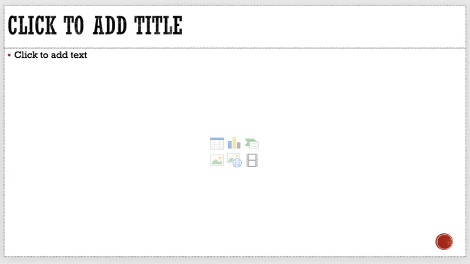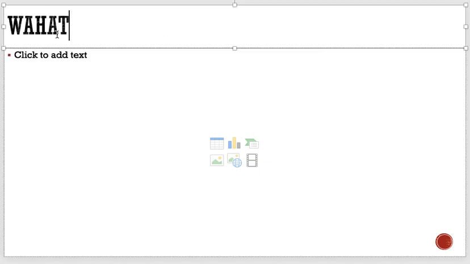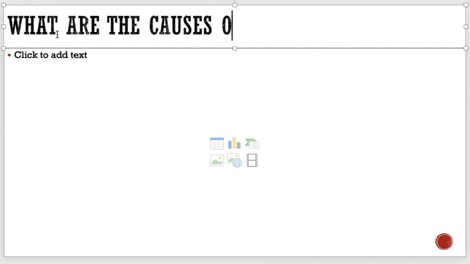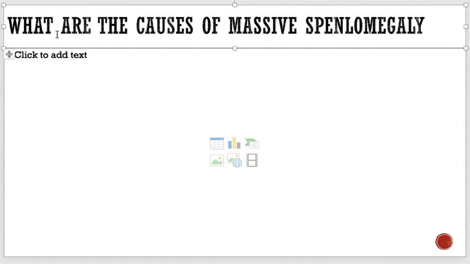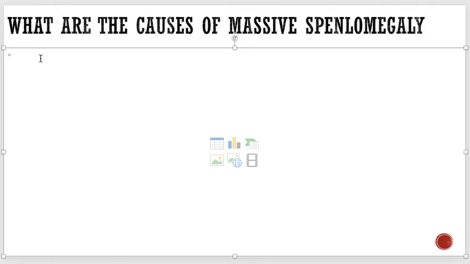But the question which most of the vivas, or I have seen, people love to ask about is: what are the causes of massive splenomegaly? And the answer is very, very simple. Remember three conditions in which the spleen can enlarge too much.